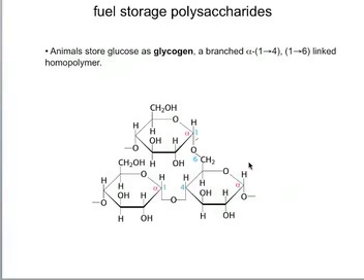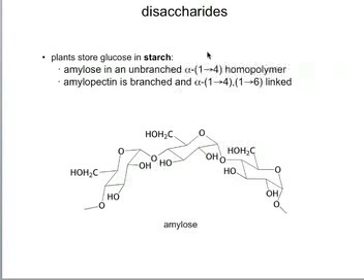So we see how the polymer can be created here, and we see how the branching can be created through the formation of a glycosidic bond with another hydroxyl. This shouldn't say disaccharides. We're still talking about polymers here. In plants, we refer to the glucose polymers as starches, and they can be either unbranched, in the form of amylose, or branched, in the form of amylopectin.